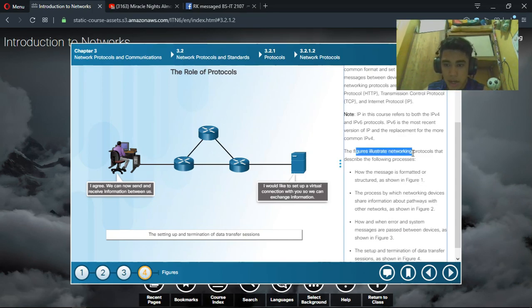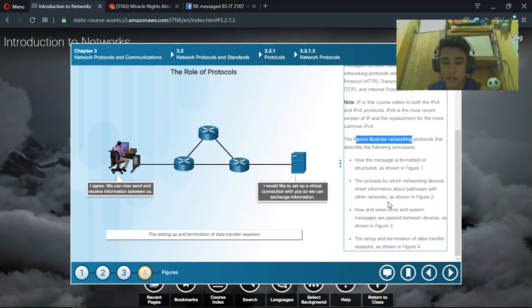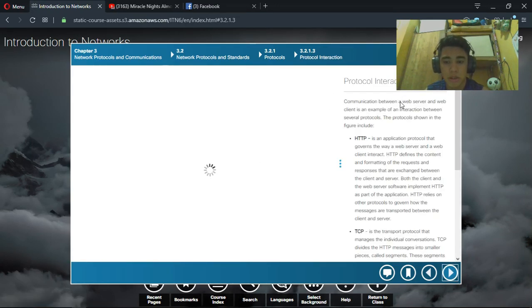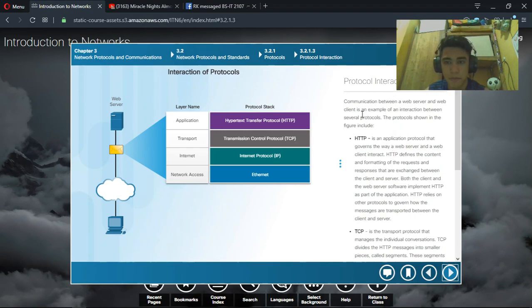The figure illustrates that networking protocols describe the following processes: how the message is formatted, and how the message is processed by the networking device. Not too important. Protocol interaction depends on the layer.